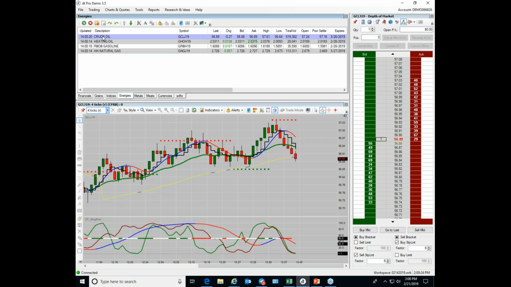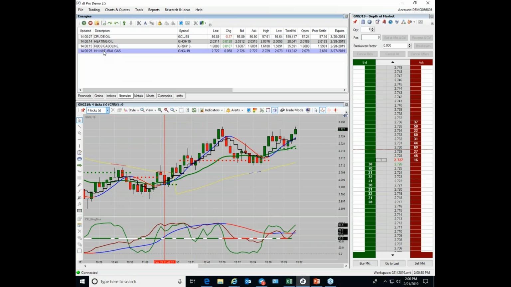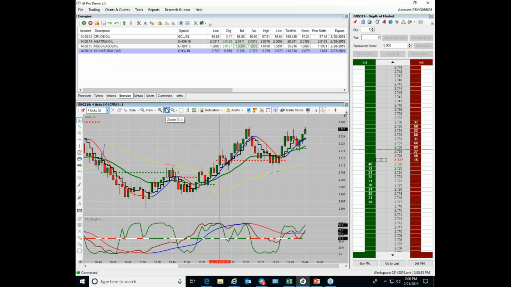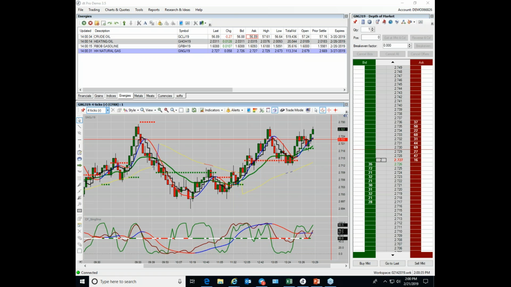Crude, again, sideways. Natural gas, sideways. Natural gas needs to get above this and this. And I'm not talking about poke its head above it, then come back down. I'm talking about spending some time up here. Let it spend some time. Let it be easy and obvious.